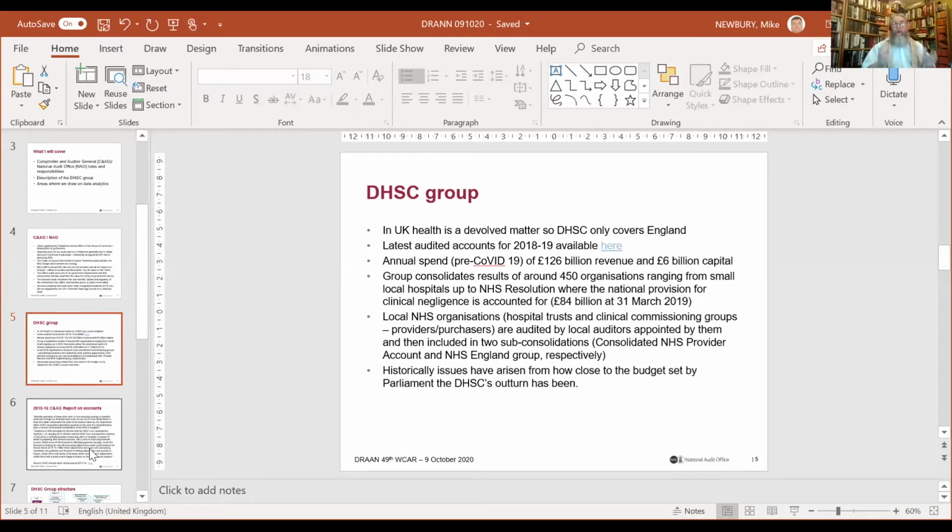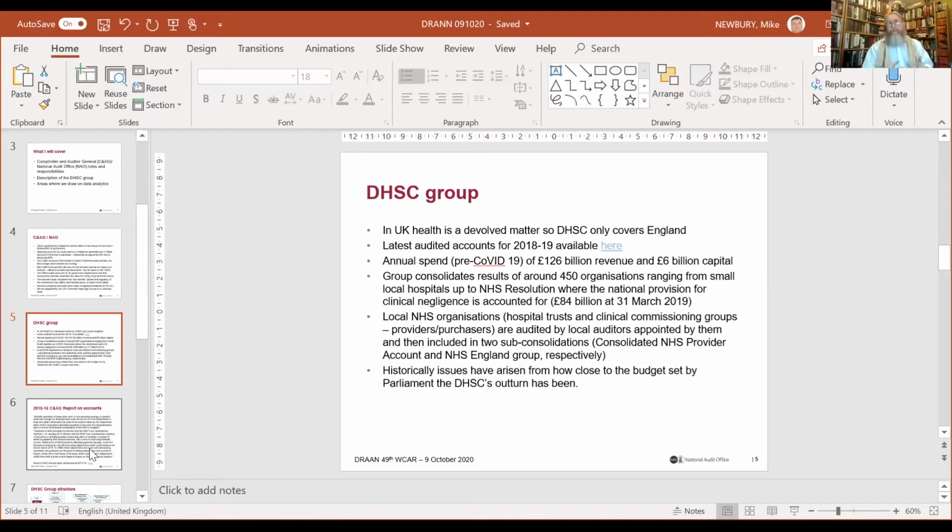The group is a complicated group. It consolidates around 450 bodies into the group. They range from small local hospitals that are consolidated by sub-consolidation through to major bits of infrastructure, including, for example, NHS Resolution, the National Health Service Resolution. That's the bit of our system which holds the liability for clinical negligence. That's about 84 billion sterling of liability that's held in that particular organisation's accounts.